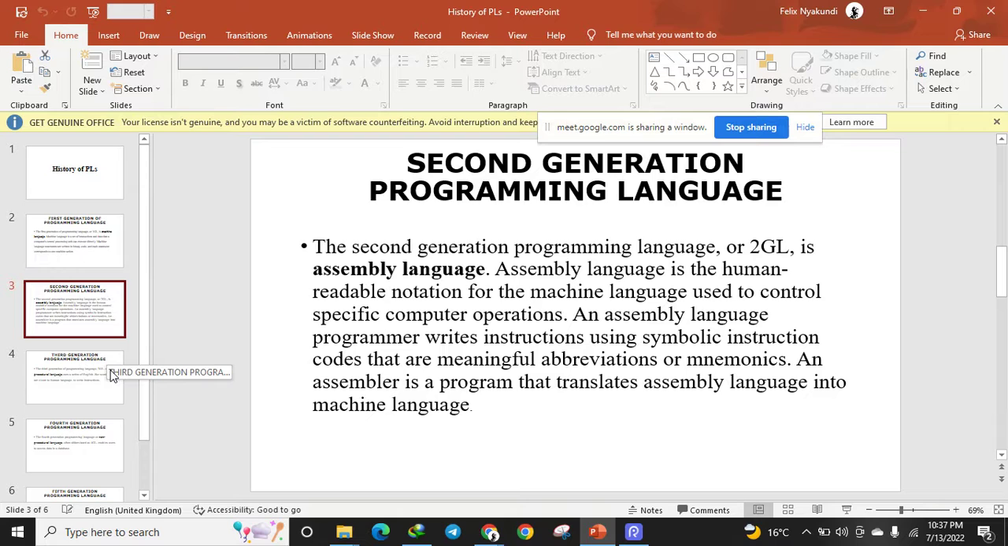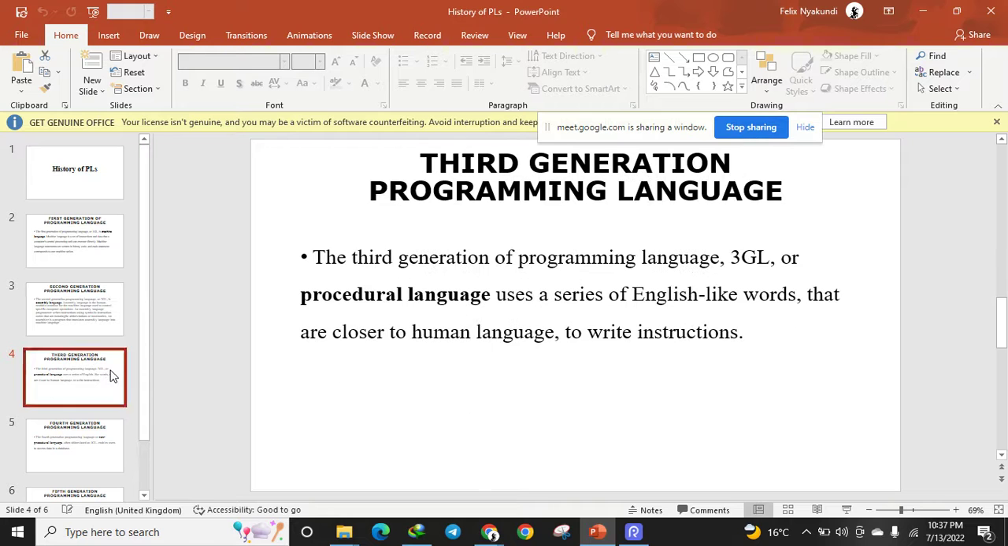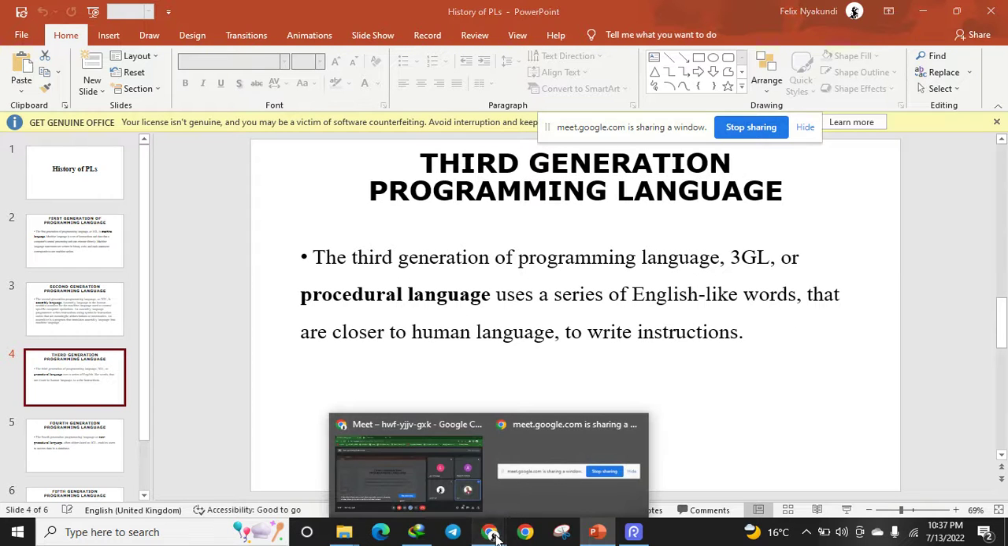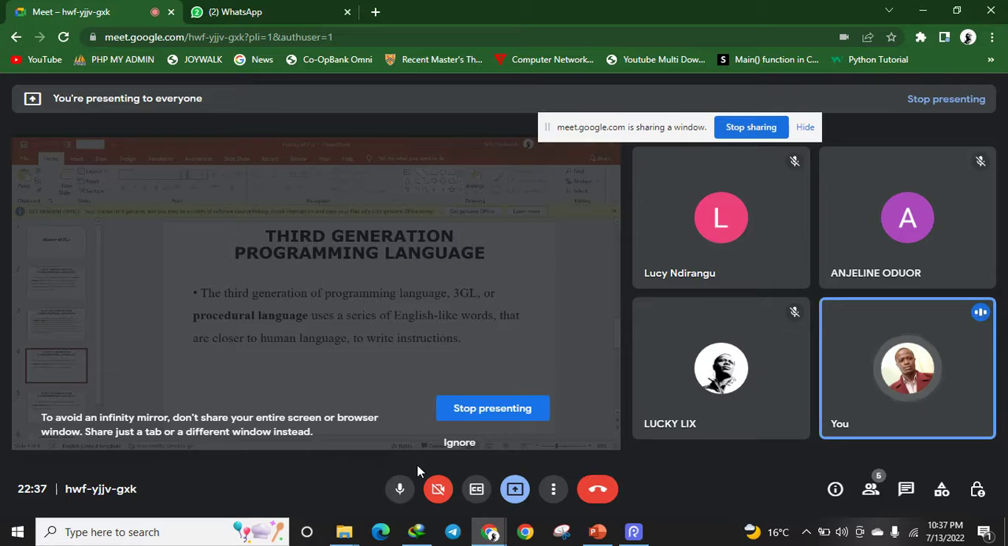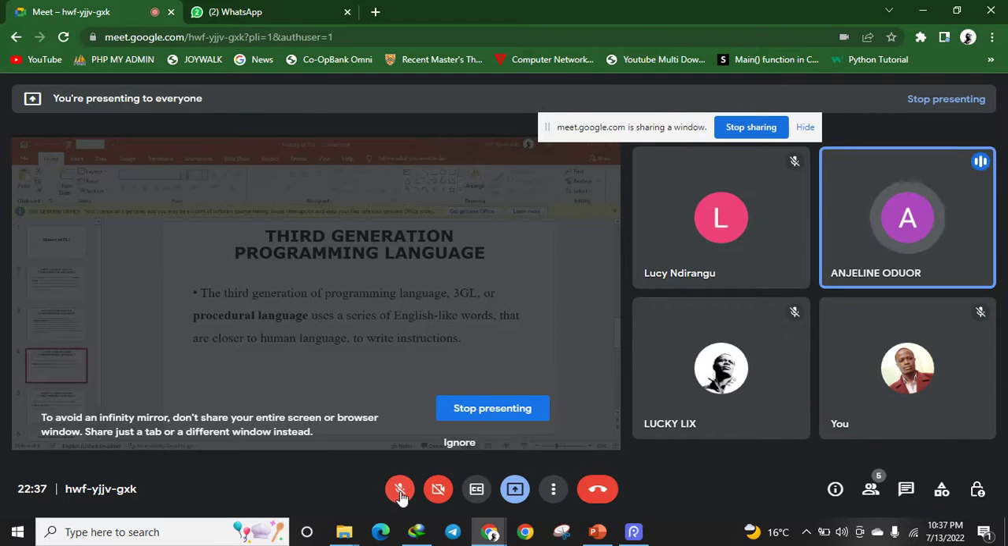Now the next generation is the third generation programming language, and I'd like the next student, Angeline, to read for us what is appearing on the screen. Angeline, go ahead. Third generation of programming language, 3GL, or procedural language, uses a series of English-like words that are closer to human language to write instructions. Thank you.